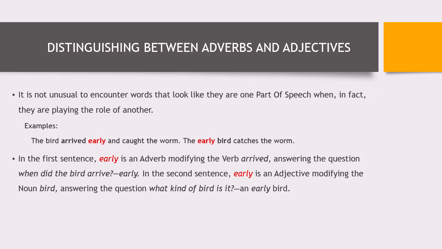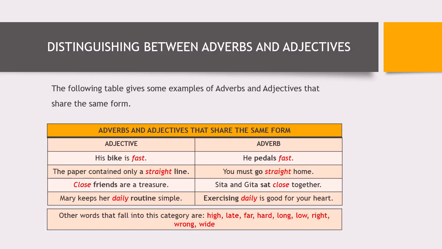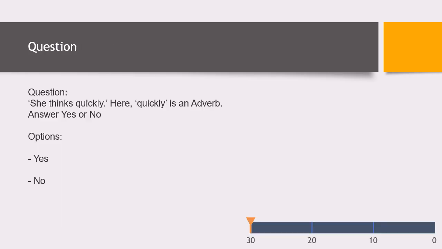In the first sentence, early is an adverb modifying the verb arrived, answering the question, when did the bird arrive? Early. In the second sentence, early is an adjective modifying the noun bird, answering the question, what kind of bird is it? An early bird. Distinguishing between adverbs and adjectives. The table gives some examples of adverbs and adjectives that share the same form.